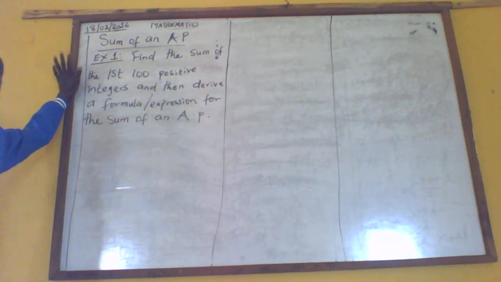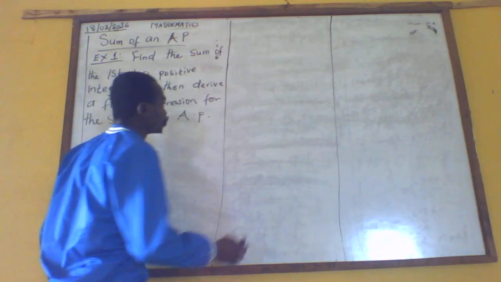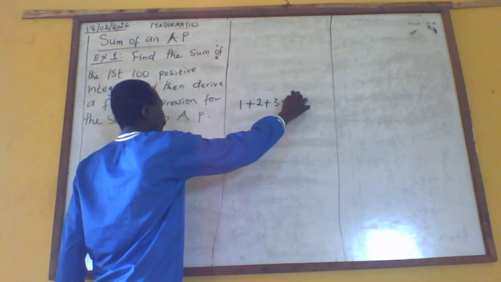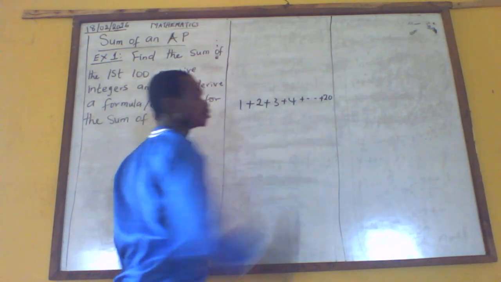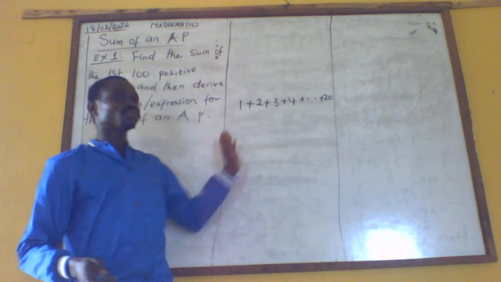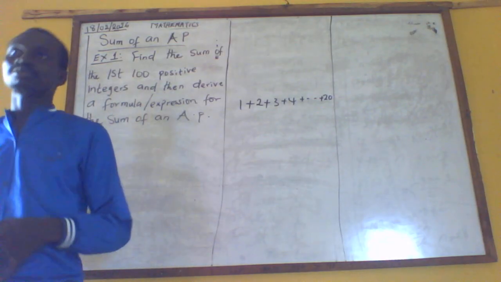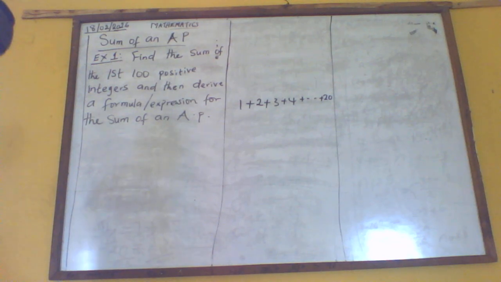So we are moving straight to the sum of an arithmetic progression. Sum of an AP. That is, if you are given an AP like 1 plus 2 plus 3 plus 4, let's say up to 20, I want to know the sum of these values. Is there an easier formula to get the sum? Do you get it now? That is where we are going. Now look at this example we are given here.